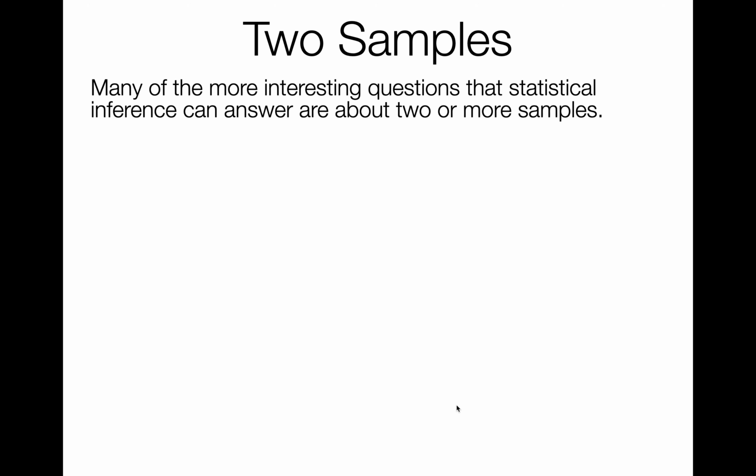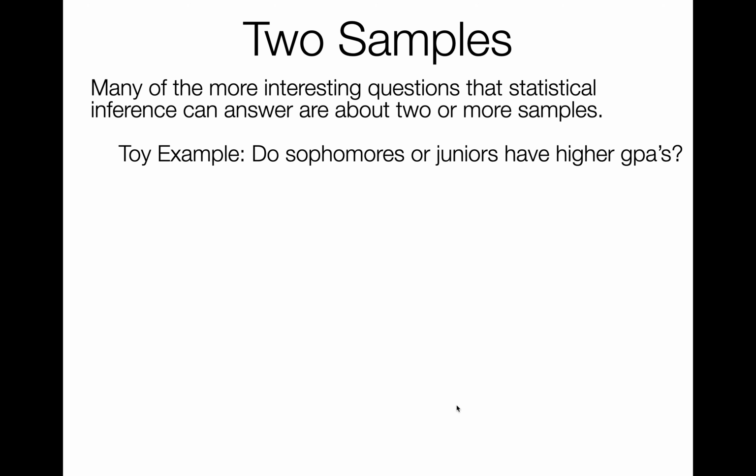So to get started, when we talk about two-sample inference, which really means we're looking at two different populations, why would we look at it? Well, it turns out many of the more interesting questions that statistical inference can answer are about two or more samples, which in turn means two or more populations. Usually if you're doing a t-test, or in a lot of the hard sciences, they're into two-sample things, you might see these types of questions. So let's get to it.